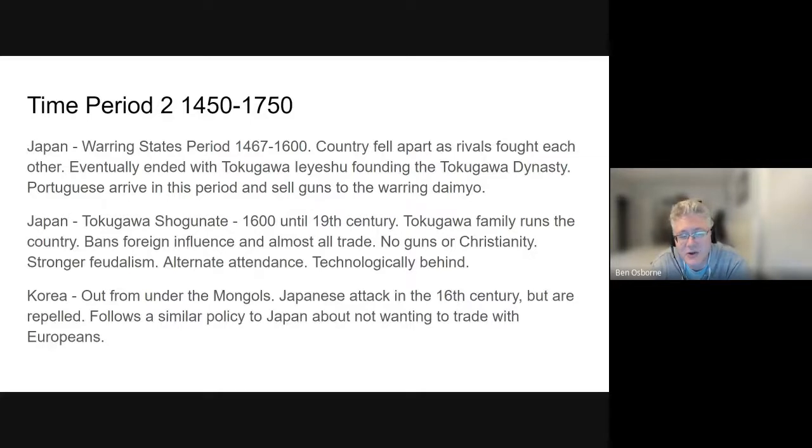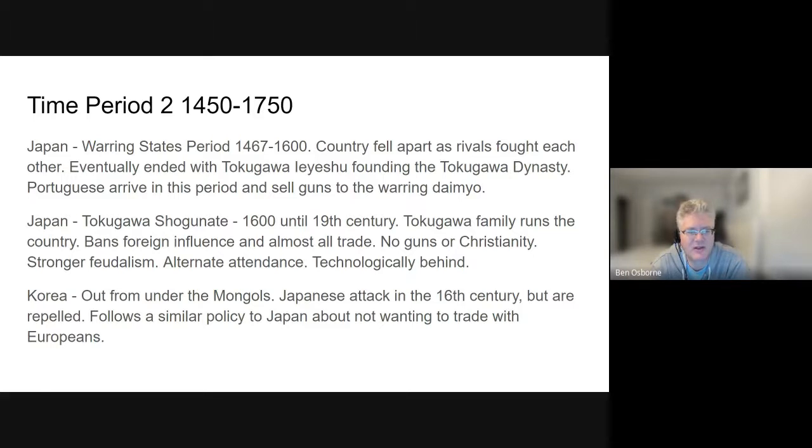It's not just Tokugawa Ieyasu. There's actually a couple other guys. Oda Nobunaga begins the whole thing, and Hideyoshi Toyotomi will be kind of like the one who unites it a bit. But Tokugawa is the guy who sort of holds the bag at the end of the whole thing. And so he will found the Tokugawa dynasty, and that will last up until the Europeans come. Portuguese will arrive in this period and start selling guns to the warring daimyo as well.